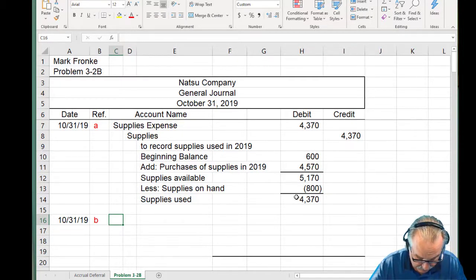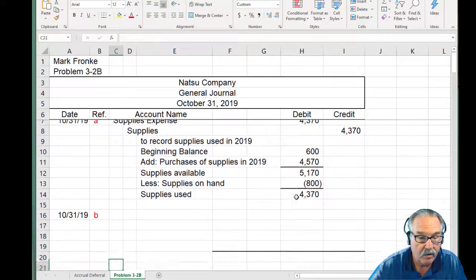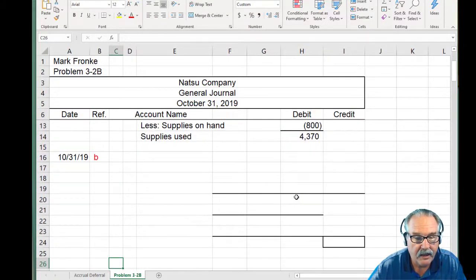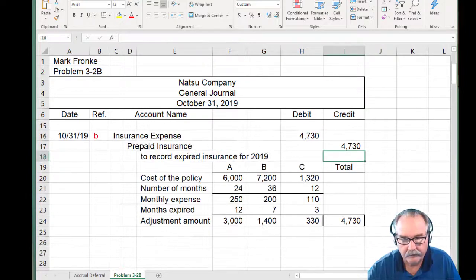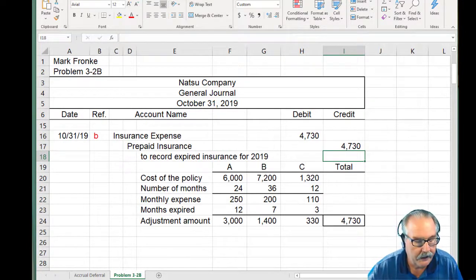B, an analysis of the company's insurance policies provided the following facts. So we've got 3 policies, A, B, and C, and we're going to prepare a schedule down below. I'm going to pause the video and set it up and then explain what I've done. Okay, so I've prepared a schedule from the information provided in the textbook. We have 3 policies, A, B, and C. We start with the cost of the policy, divide it by the number of months covered by the policy.